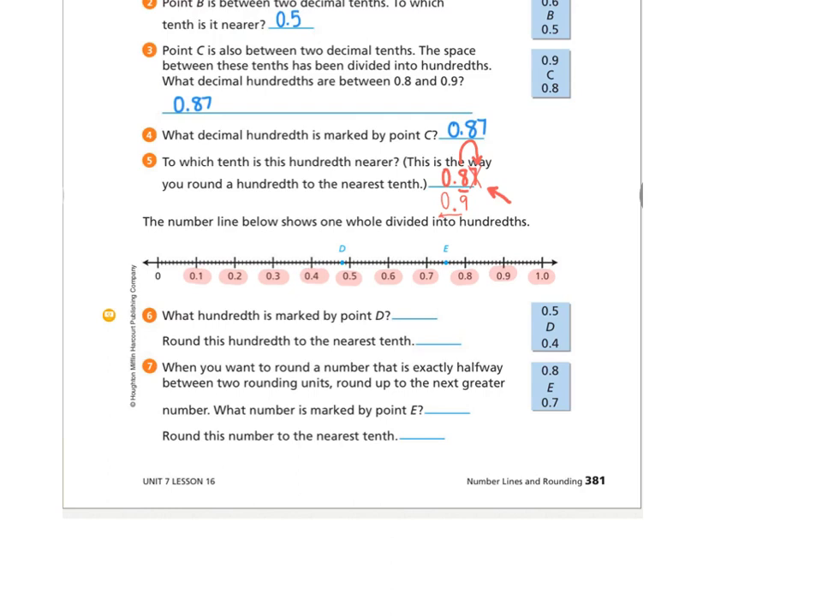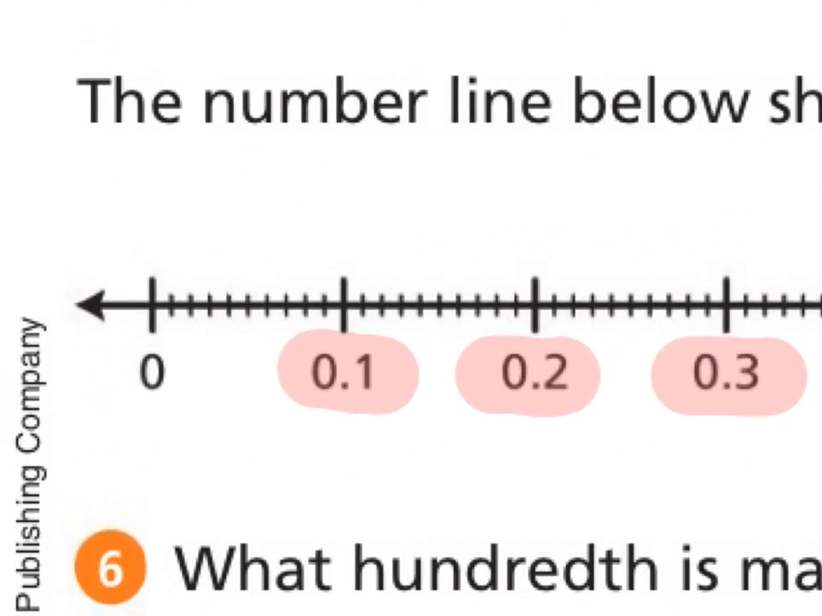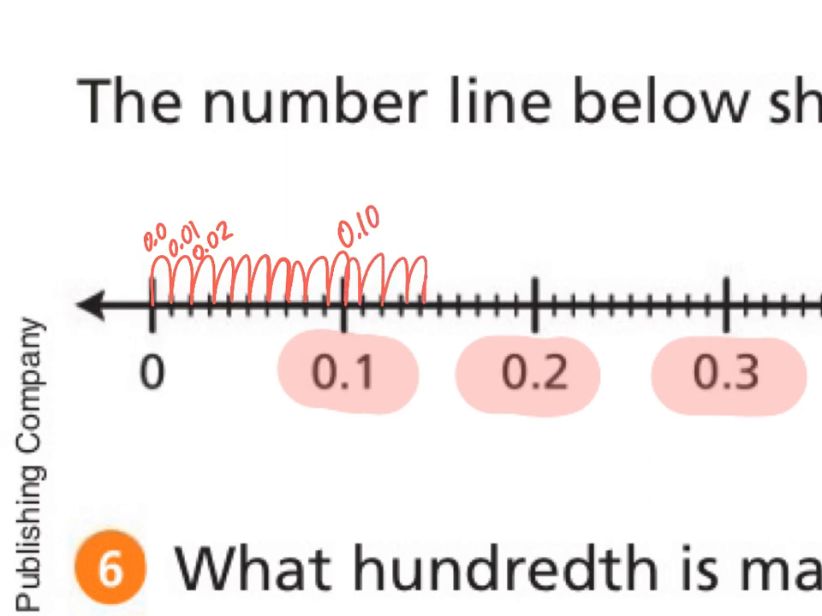So remember, if I wanted to count by hundredths, I could start anywhere, actually. I could start at 0 here, and I could go 1, 2, 3, 4, 5, 6, 7, 8, 9, 10. So that would look like 0 and 1, 0 and 2, all the way up to 0 and 10 hundredths. Then I could keep going. 11, 12, 13, 14, 15, 16, 17, 18, 19, 20. 0 and 20 hundredths. Okay?